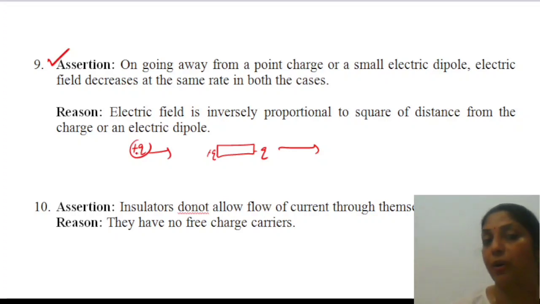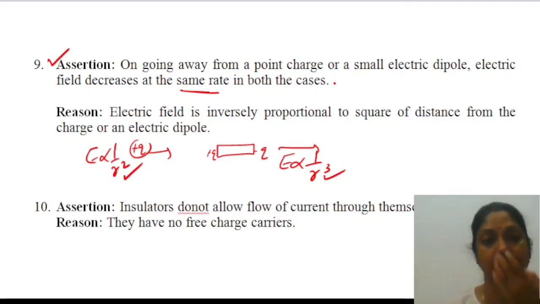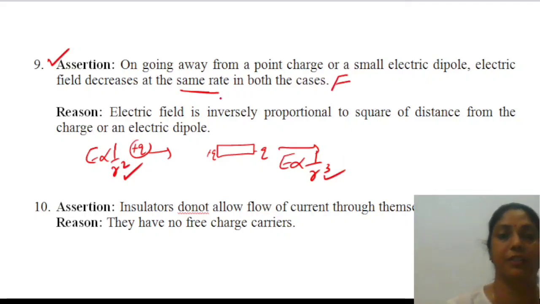In case of a point charge, the electric field is inversely proportional to r square. And in case of an electric dipole, the electric field is proportional to 1 by r cube. Right? So this assertion is true or false? Does the electric field decrease at the same rate? No, the rate is different. Here square of r, here cube of r. So this statement is false.